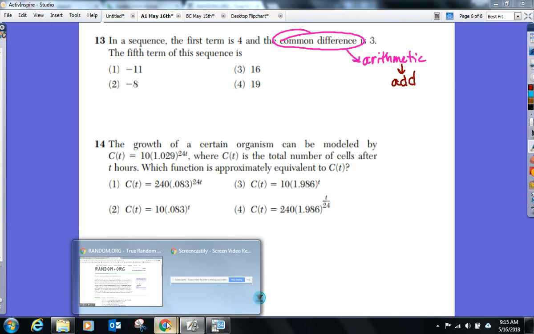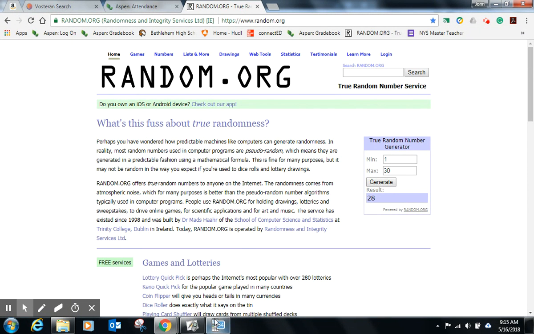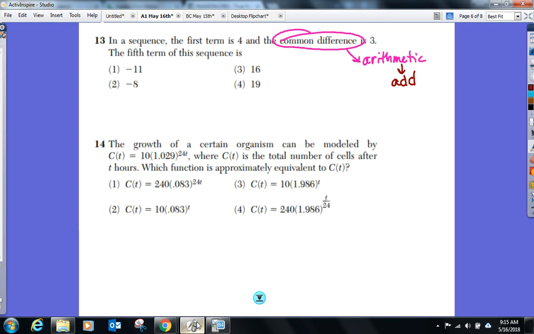All right, what did you have? Here you go, 28. 4, how'd you get 4? What's the second term? 7, right? What's the third term? 10. Fourth term? 13. Fifth term? Good? Everyone else all right? Just finding, adding them up. We're all good? Okay, 14.